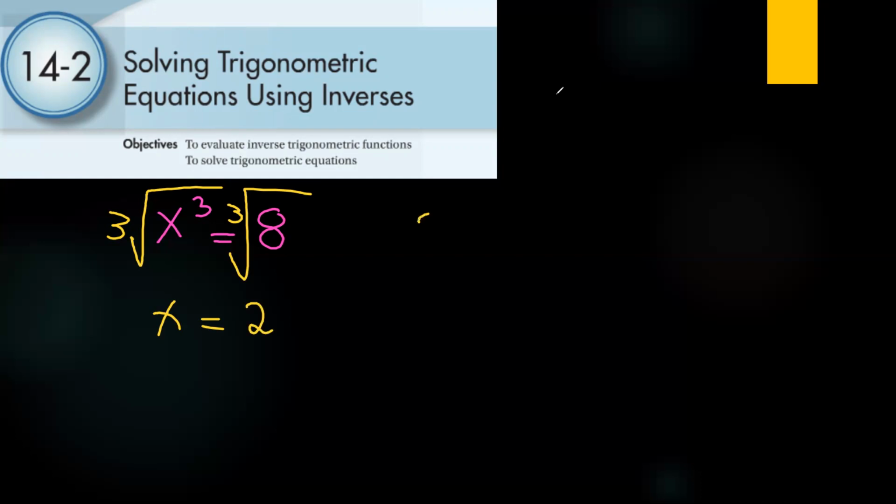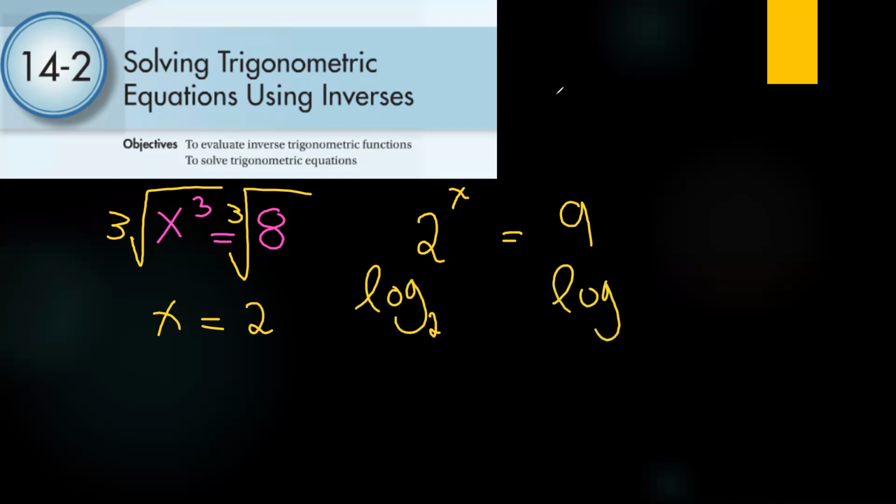If I told you now, if 2 to the power x is 9, as an example, and you need to find x, you will ask yourself, what is the inverse of the exponential function? You will tell me it's the logarithmic function. So you need to put logarithm to the base 2 in order to cancel the exponential. So x is the logarithm to the base 2 of 9. So to solve an equation, you need to find the inverse of what you have now.